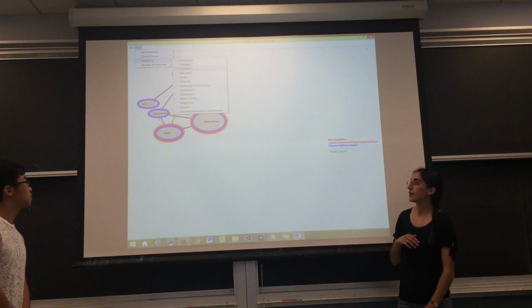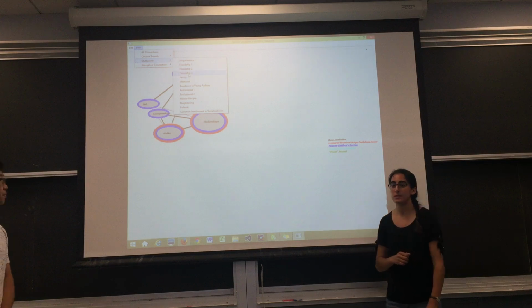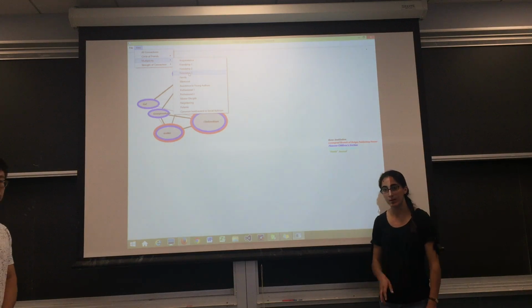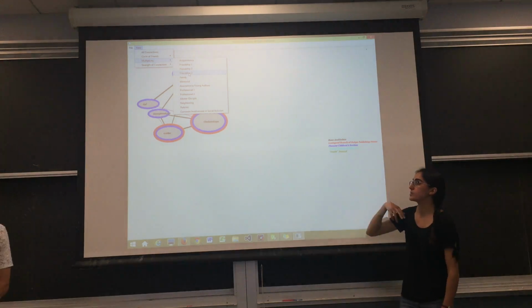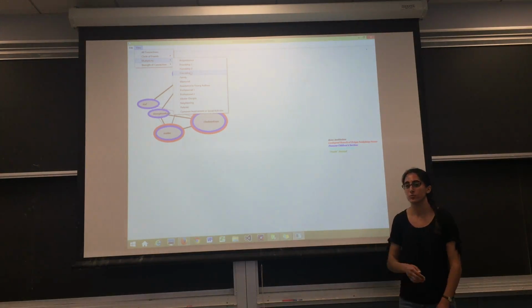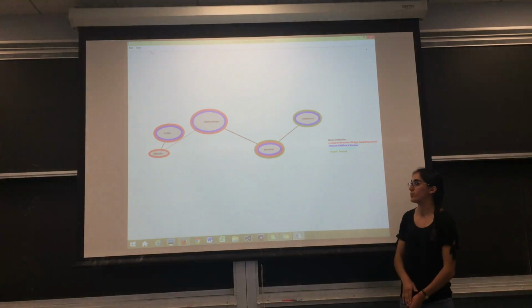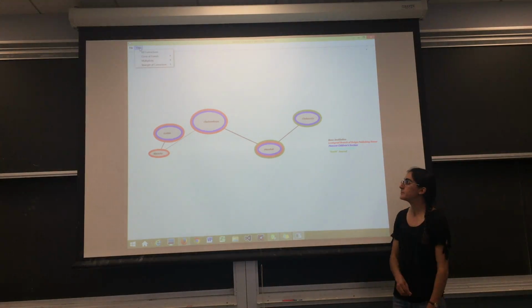Under multiplicity, you have a lot of different options. The multiplicity represents the type of connection between writers, any of these options above. Once again, clicking on those will show only writers who have those connections on the screen.